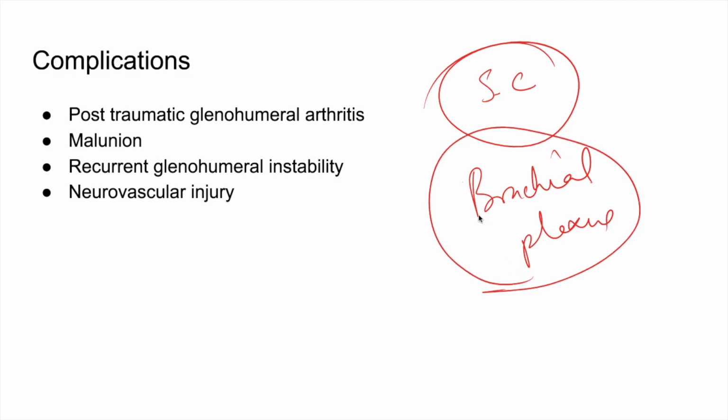So what are the problems that we can have once we fix or manage this? One is glenohumeral arthritis if there is a significant intra-articular step off. Malunion of the scapula can cause issues: if you have more than 40 degrees of angulation, the scapula will not move smoothly on the chest wall. We can have recurrent glenohumeral instability if there is an associated ligament problem, or if the anterior glenoid injury is so big that it can cause recurrent dislocations as well.